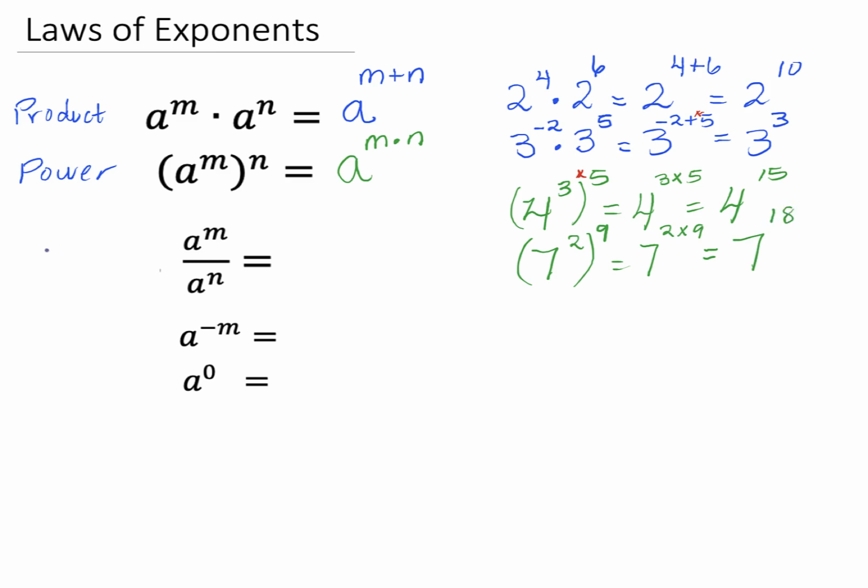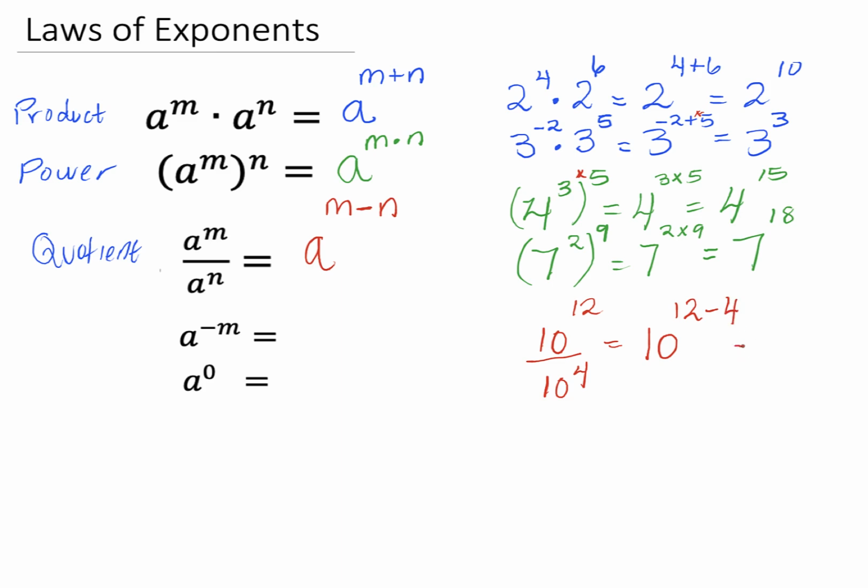Next, we have the quotient rule. Now, quotient means to divide. Whenever you're dividing and your bases match, you would keep your base, but you would subtract your exponents, m minus n. If you have 10 to the 12th power divided by 10 to the 4th power, once it's a division, you keep your base and you would subtract 12 minus 4, and this would give us 10 to the 8th power.